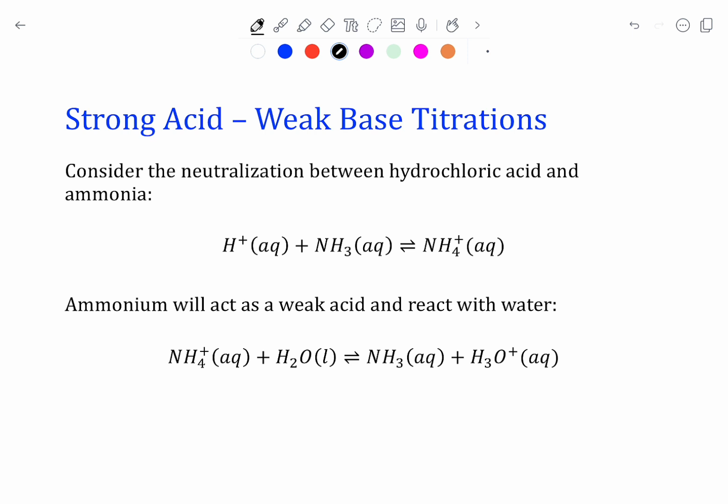So we have H+ reacting with NH3, creating an equilibrium with NH4+, ammonium. So that ammonium is going to act like a weak acid. So remember, this is now the conjugate acid because the NH3 was the base. So the conjugate acid is now going to act like an acid.